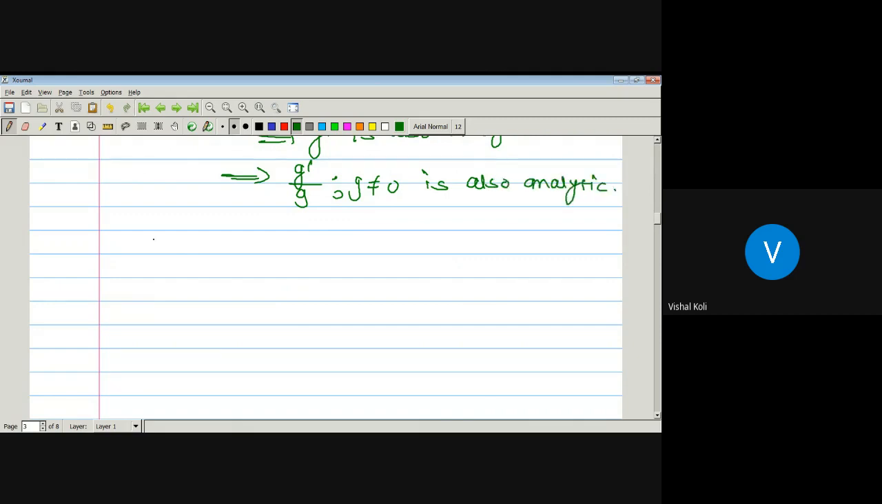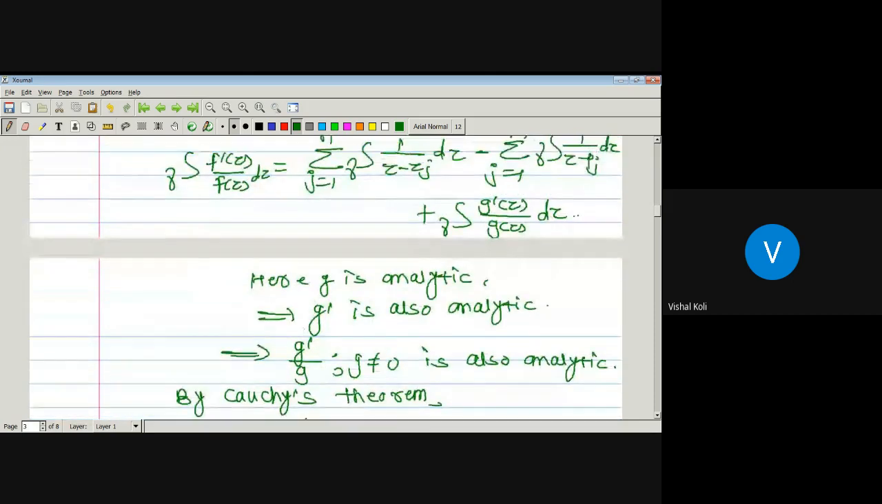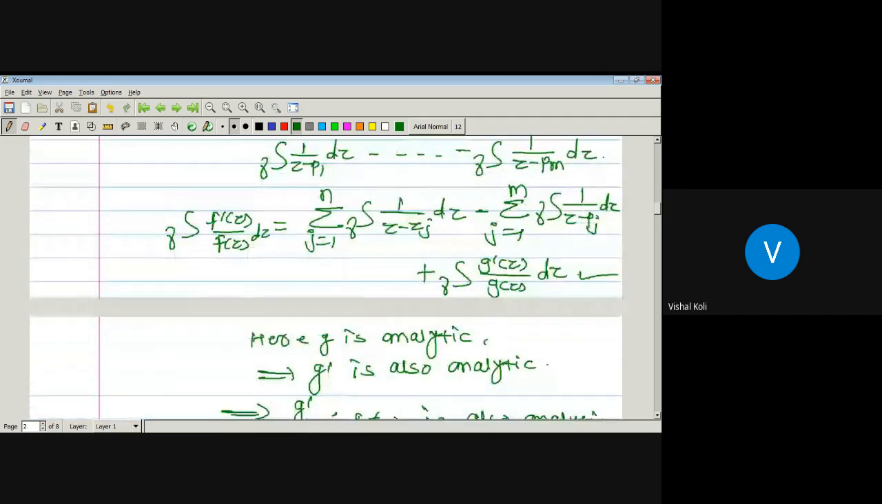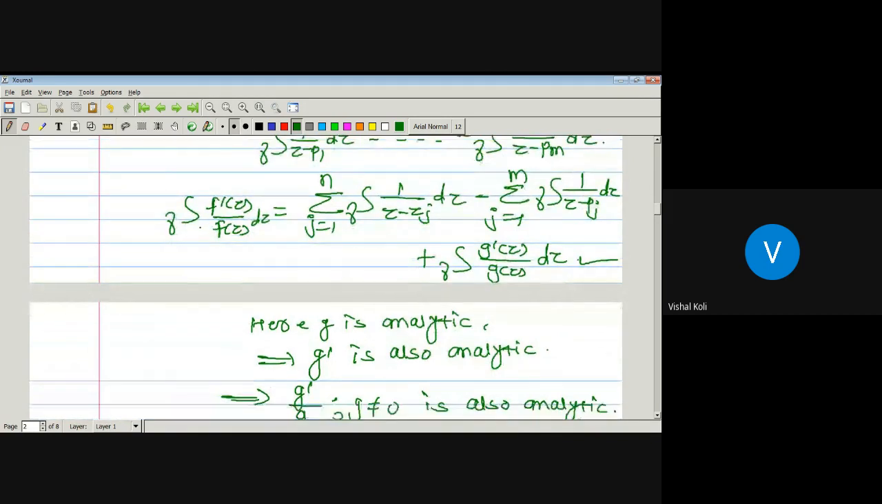As this one is analytic, then by Cauchy's theorem, that is, if f is an analytic function on the curve gamma which is a subset of an open ball of radius r, then the integration over the curve gamma of f will be equal to 0. Since if a function is analytic, then its integration over the curve will always be 0, which implies the integration over the curve gamma of g dash of z divided by g of z dz is equal to 0. So this part will be 0. Now multiply both sides by 1 upon 2 pi i, or divide both sides by 2 pi i.